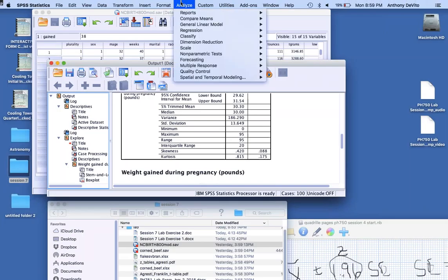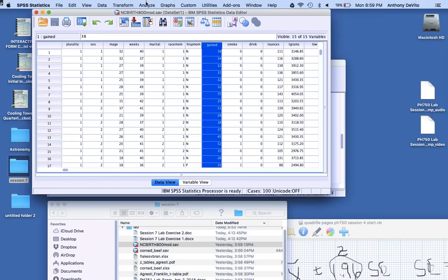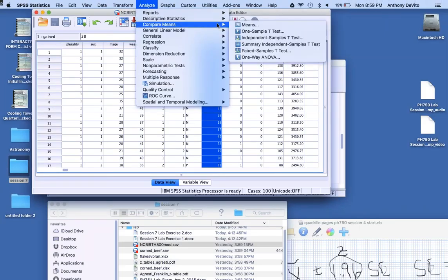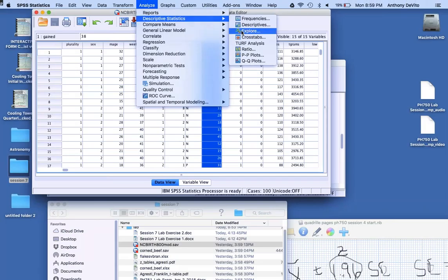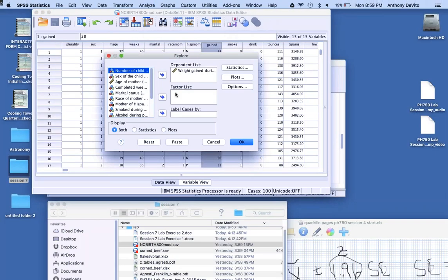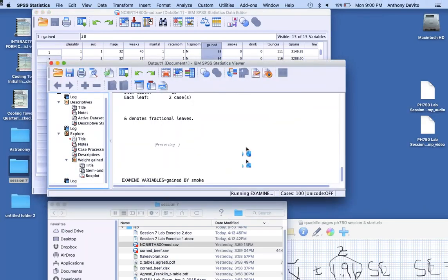Okay, I'm going to do one more interesting thing. I'm going to go into Analyze, and again, I have to get to this. For some reason, it changes my table selections. Explore. And this time into the factor list, I am going to put the smoking status of the mother. So it's going to factor this into two groups, women who smoked and women who didn't smoke, when it does all these calculations. I'll click OK, and let's see where we wind up this time.